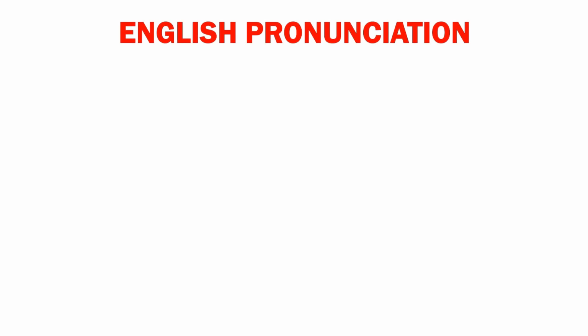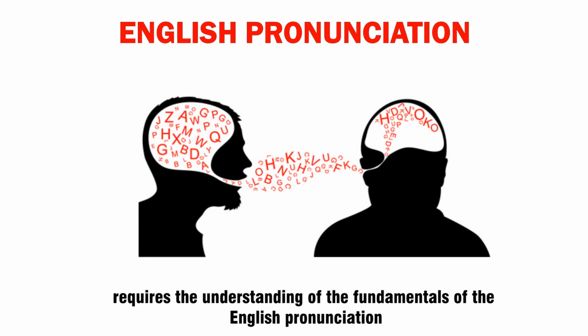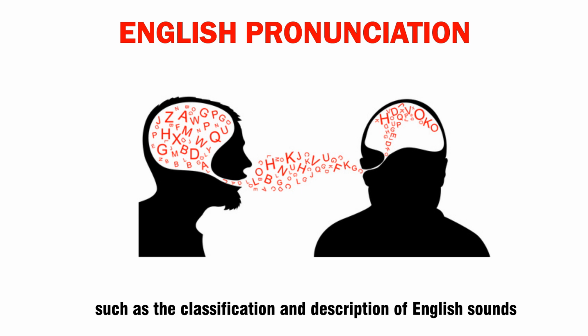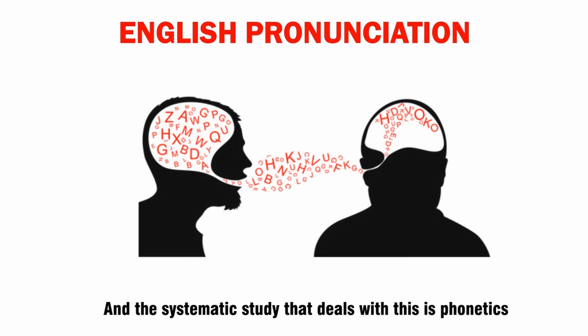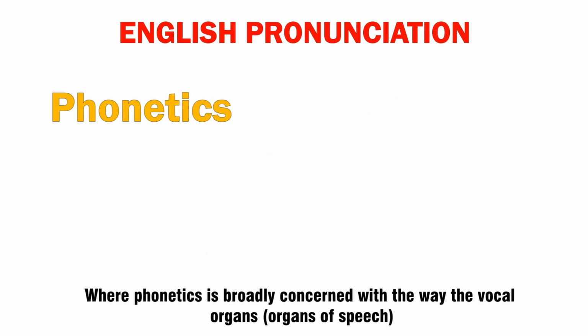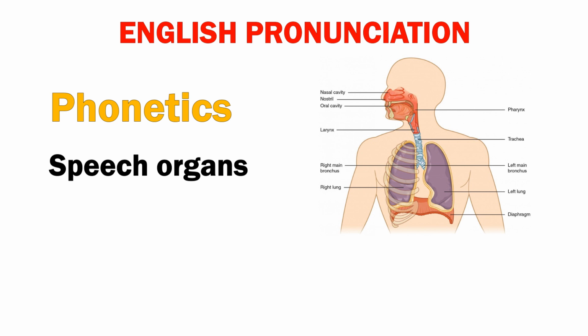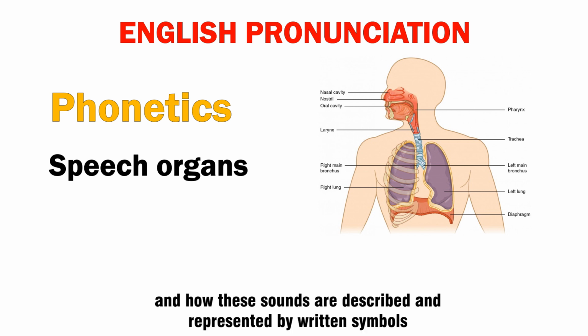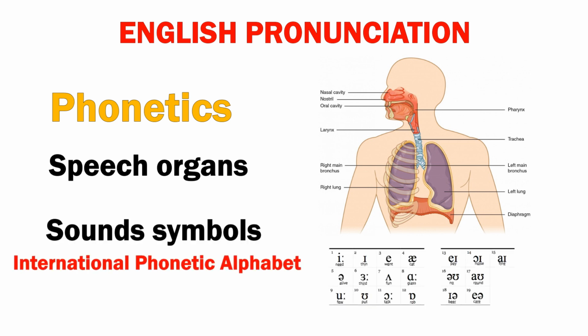So let's get started. Learning the pronunciation of English as a foreign language requires the understanding of the fundamentals of English pronunciation, such as the classification and description of English sounds. And the systematic study that deals with this is phonetics, where phonetics is broadly concerned with the way the vocal organs or organs of speech are used to produce speech sounds, and how these sounds are described and represented by written symbols, the International Phonetic Alphabet, IPA.